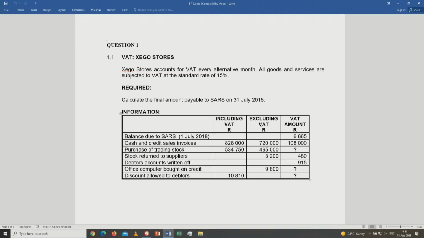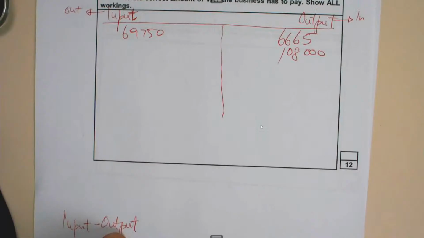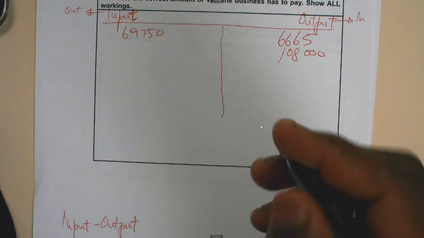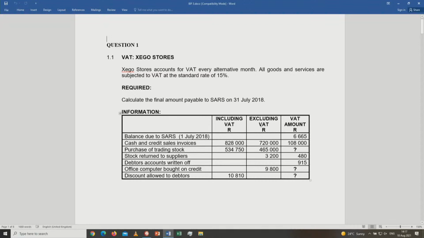I repeat. Stock returned to suppliers. When you come across a transaction of returns, ask yourself, initially, what did you charge? Remember, we bought. That is why we are returning this time around. When we buy, the money goes out of the business, then we charge input VAT, right? Now that we are returning goods back to the suppliers, we must charge output VAT, right? And how much is it? It is 480. Very important. Whenever you come across a transaction of returns, ask yourself, initially, what did we charge? Right. Now, let's go to the next one.